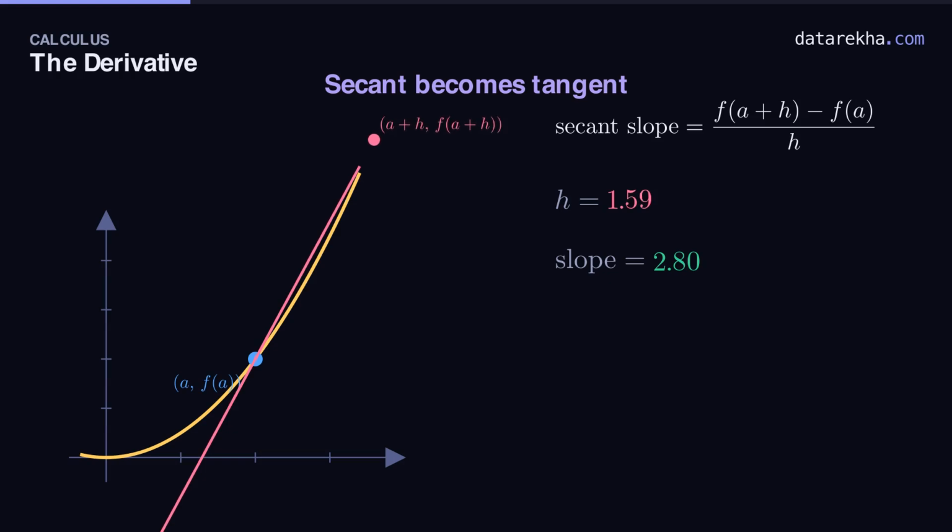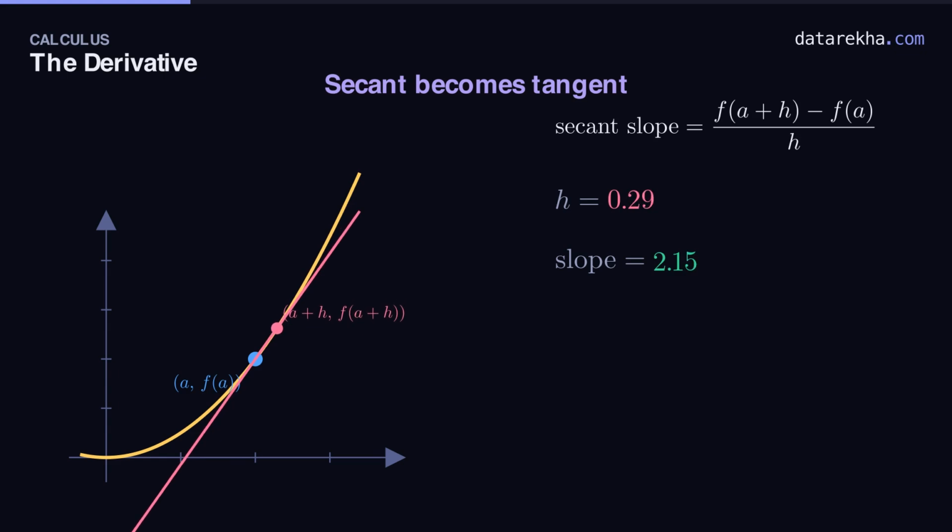Now the whole idea in one motion. Shrink h. Watch the rose point slide down the curve toward the blue one, and the secant swing, rotating, tilting, until it grazes the curve at just the single point. In the limit, it stops being a secant through 2 points and becomes the tangent line, touching at 1.